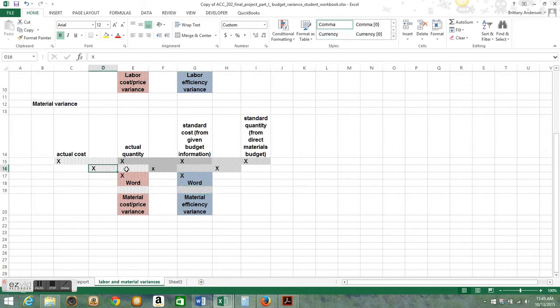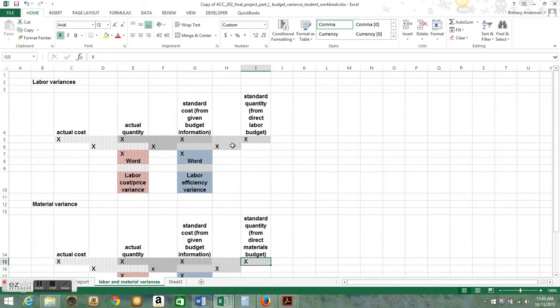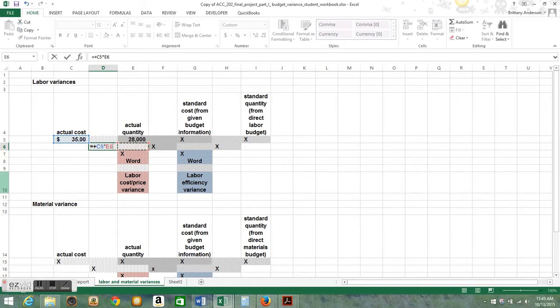So once you have your numbers calculated here, let's put an example here. Let's say our actual cost was 35. Our actual quantity was 28,000. We're going to then go ahead and multiply these two numbers together so that I have my total amount here. My standard cost, let's say it was 32, and our standard amount was 25,000. Again, we're just going to plug in our formula here, let Excel do all the work for you.